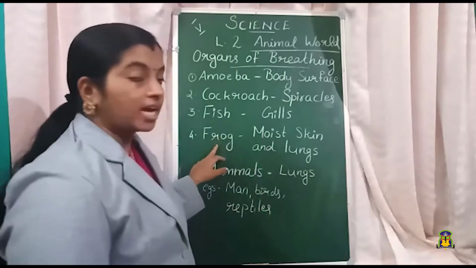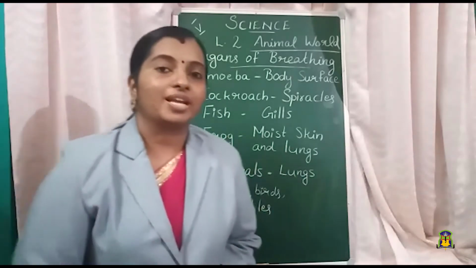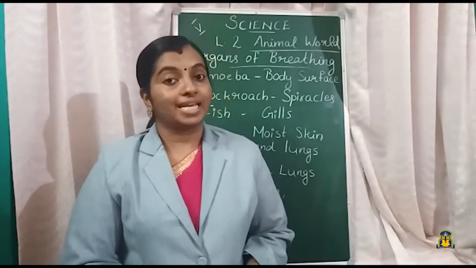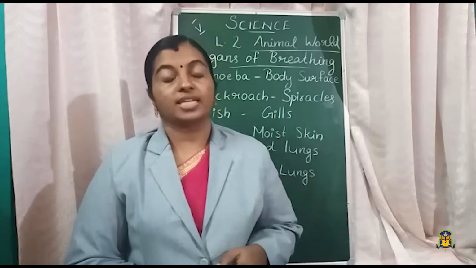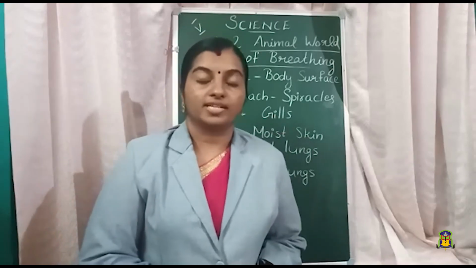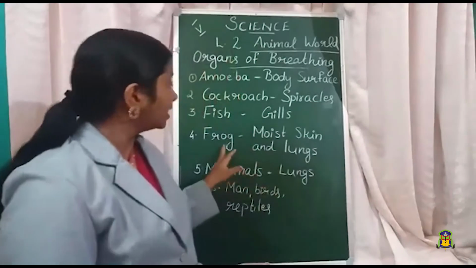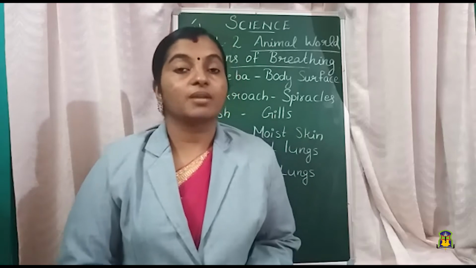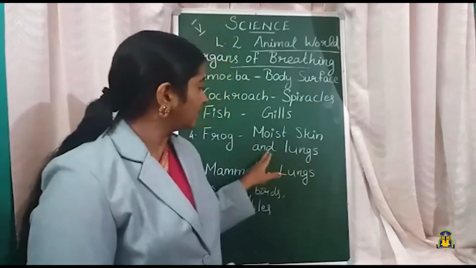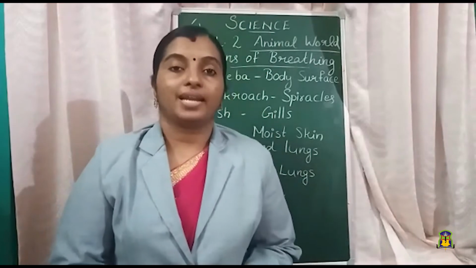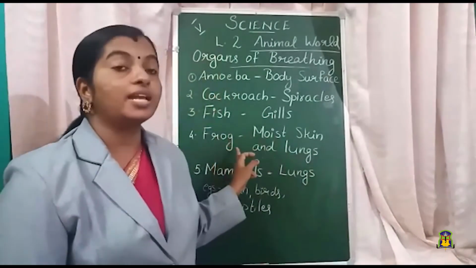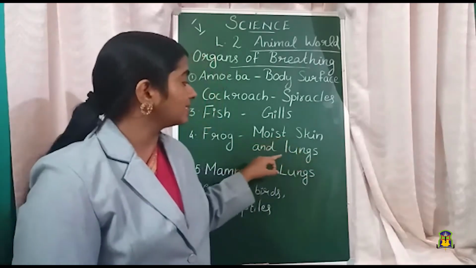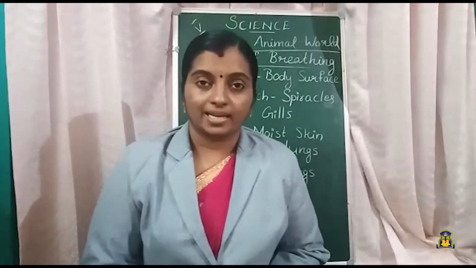Now we are coming to another organism, that is frog. What is the peculiarity of frog? Frog is an amphibian. What do you mean by amphibian? They can live and survive in both land and water. Such animals are called amphibians, and frog is an example. When a frog is in water, it uses its moist skin. It can breathe through the skin. And when it is on land, it can breathe with the help of its lungs. So a frog can use its moist skin when it is in water, and it uses its lungs for breathing when it is on land.